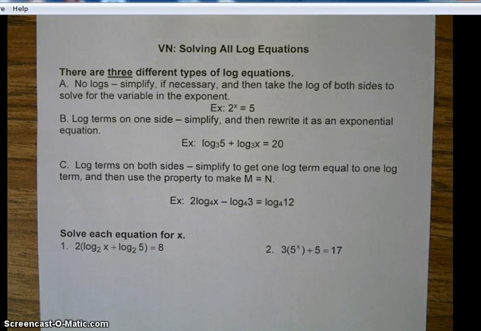Okay, so we're going to look at solving all log equations. So we're going to kind of mix all the different equations that we've looked at. So how do we know what to do when we look at an equation? So here are some rules.